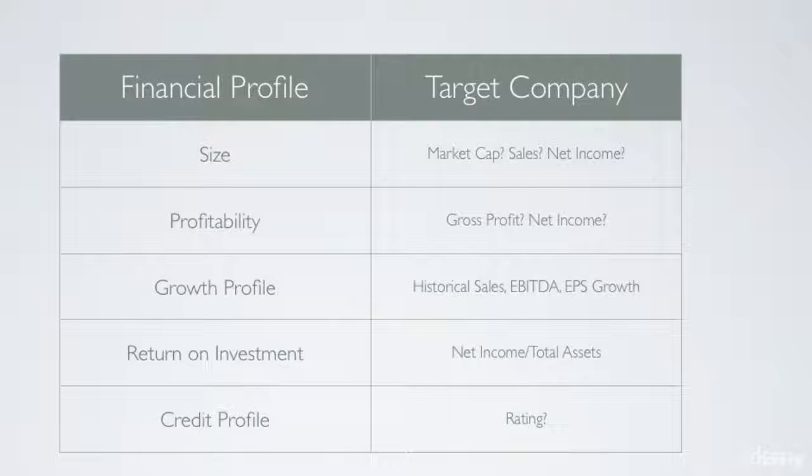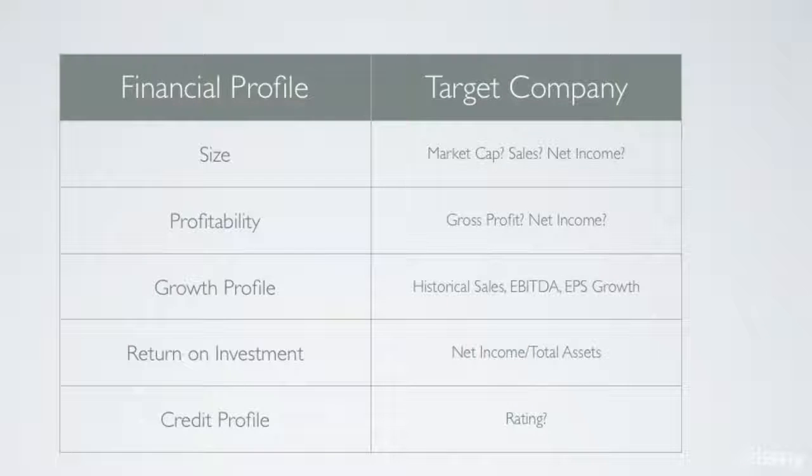Then when it comes to the financial profile, we want to look at its size, in other words, the market capitalization, the sales and the net income, the profitability of the business given by metrics such as the gross profit, net income, or other ratios such as the gross profit margin, and so on and so forth. Then we want to look at the growth profile, such as historical sales, the earnings before interest, tax, depreciation and amortization, the EPS growth, and so on and so forth. And then the return on investment, which is given by the net income over the capital invested, and the credit profile, which is given by the rating of the company.